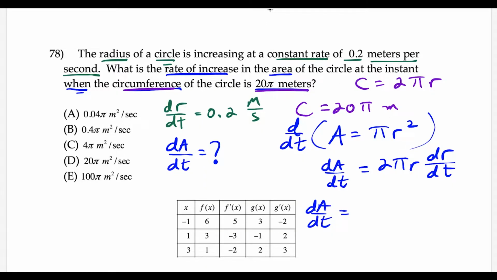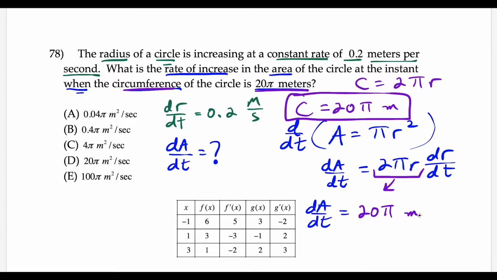This is like a really clever trick we could use. 2 pi r represents the circumference, and they told us when the circumference is 20 pi meters. So we could use this secondary equation here to help us answer the rest of this question. So circumference, the 2 pi r, that component we're going to replace with 20 pi, and then it's meters. And then dr dt, we said, was equal to 0.2 meters per second. So times 0.2 meters per second.